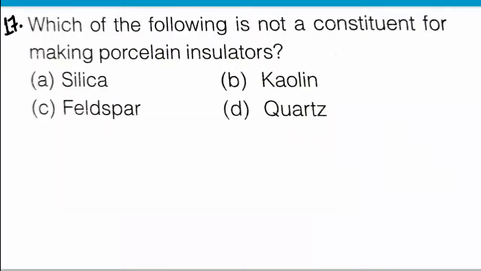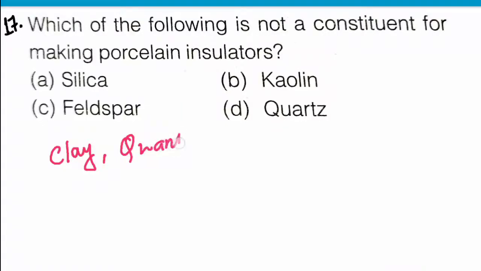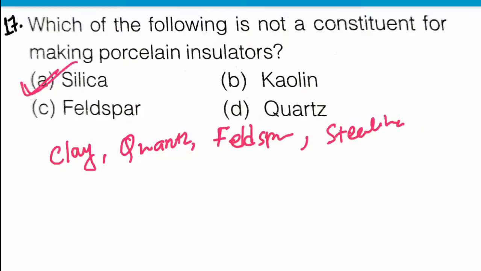Next question, which of the following is not a constituent for making porcelain insulator? Porcelain is generally made up of clay, quartz, feldspar and stellite. Silica is not present generally. Feldspar and the others are used, but silica is not used. So here the answer is silica.